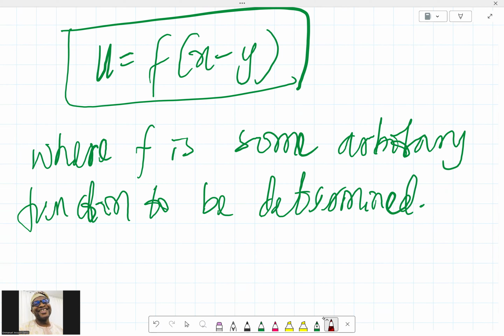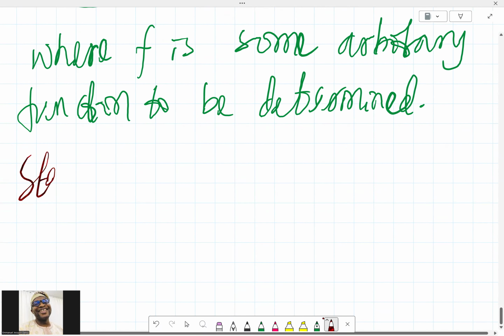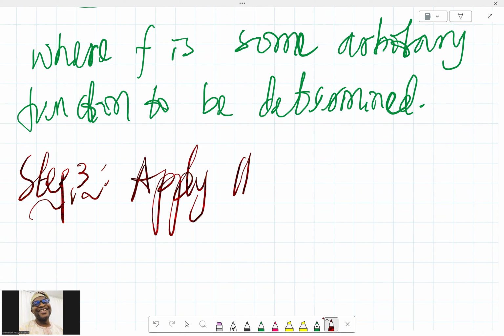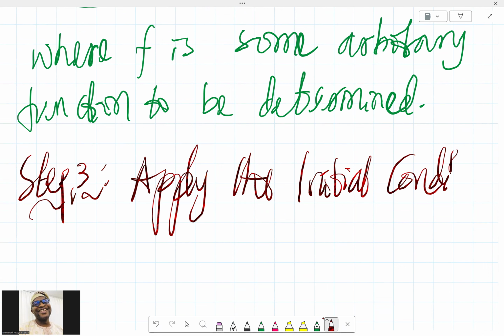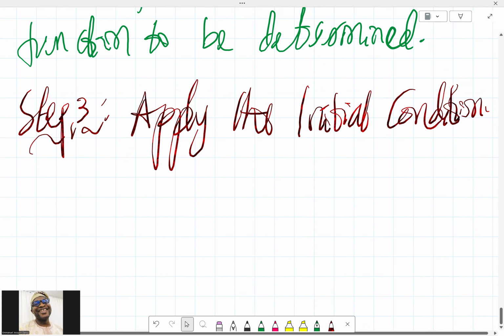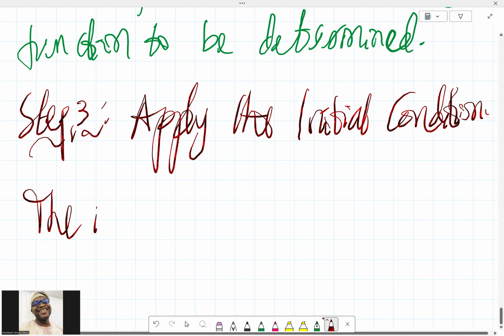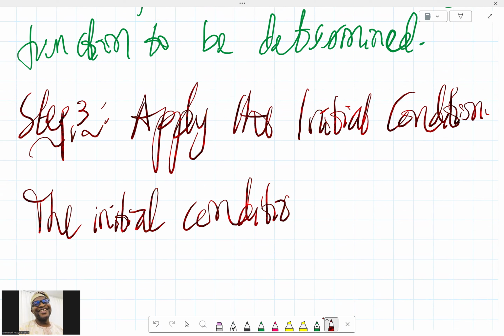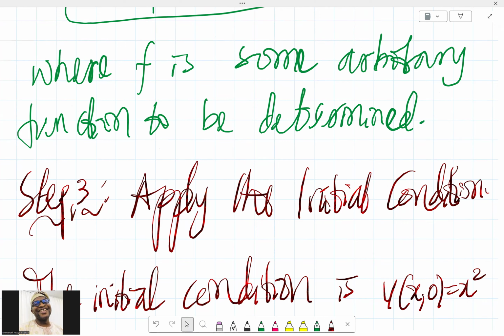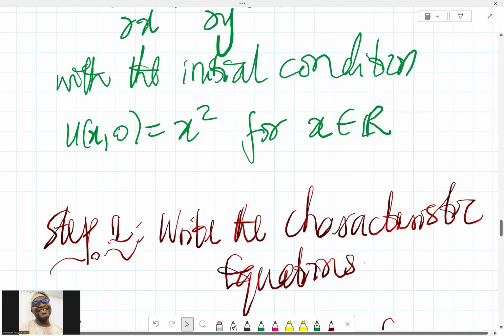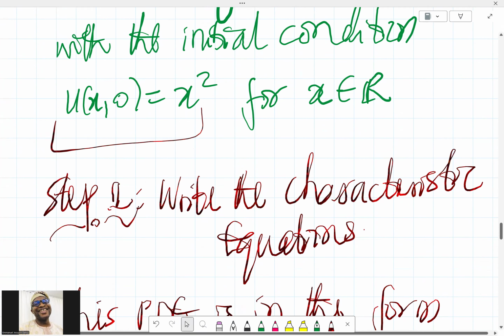And that is why we have the initial condition, right? So we go for step 3, where we deal with the initial condition. In step 3, we apply the initial condition. That will help us take charge of whatever f is supposed to be. So we say that the initial condition is u of x comma 0 equals x squared. Remember we had that in the original equation. So this is the initial condition, u of x comma 0 equals x squared.